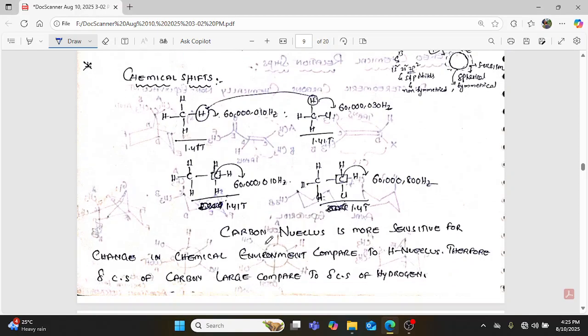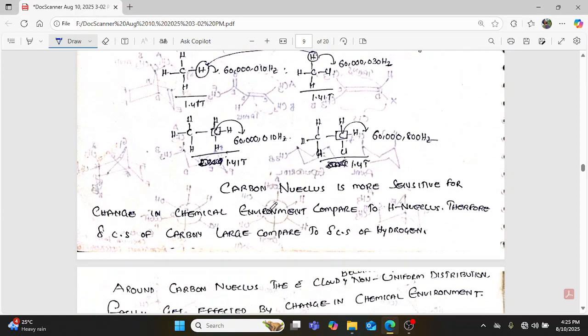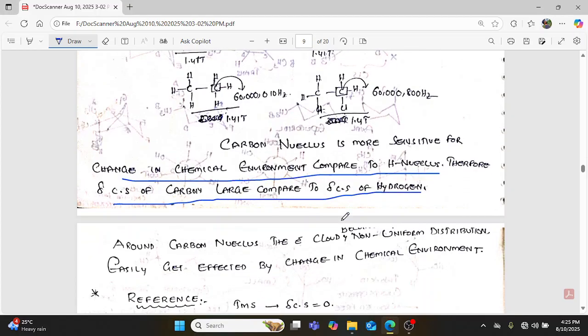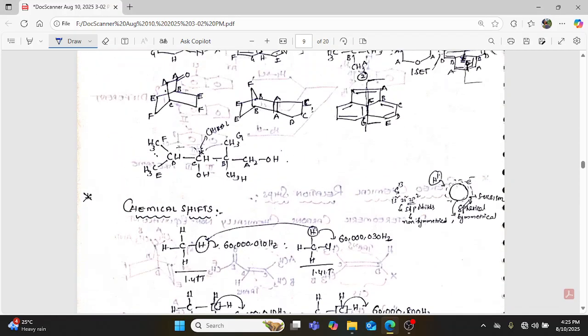But in the case of carbon C13, the chemical shifts are very much higher. See, the carbon nucleus is more sensitive to changes in the chemical environment compared to the proton nucleus. Therefore, delta chemical shift values are larger compared to the proton. People will ask you in interviews why the C13 NMR chemical shift values are higher than proton NMR. The reason is this one.